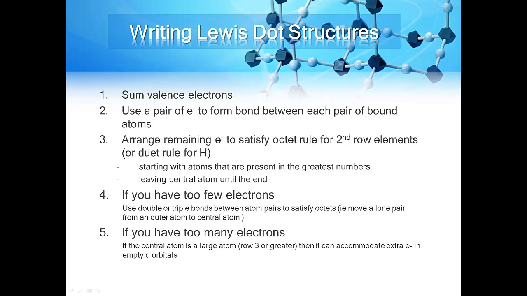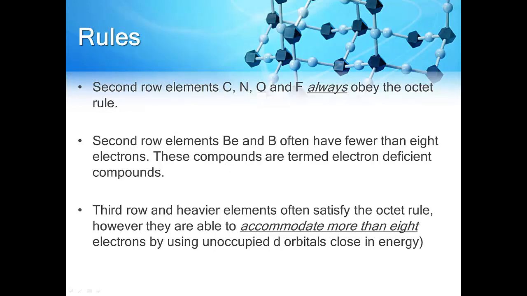Let's begin by looking at how we write our Lewis dot structures. First, we sum the valence electrons, then we use a pair of electrons to form a bond between each pair of bound atoms. We'll arrange the remaining electrons to satisfy the octet rule or the duet rule. If you have too few electrons, then you can use double or triple bonds. If you have too many electrons, sometimes our central atom can actually accommodate extra electrons in its empty d orbitals if it's in row 3 or greater. The best way to learn these is to practice them. So practice your tutorial questions, go to the tutorials, go to group learning if you're having some trouble with these. Once you understand how to do them, it's actually quite easy.